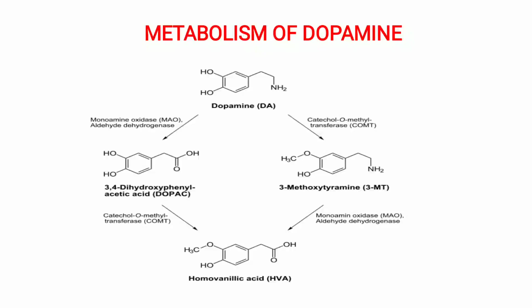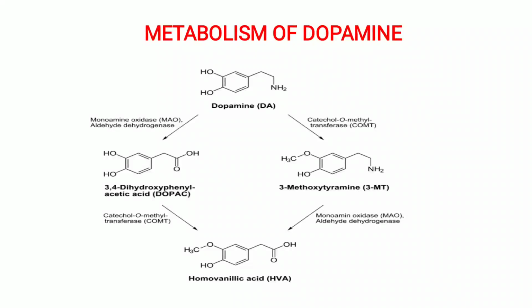Now we will discuss the metabolism of dopamine. Here I have shown the outline of metabolism of dopamine. Let's discuss in brief. The dopamine metabolism occurs through enzymatic action of catechol O-methyl transferase and monoamine oxidase and aldehyde dehydrogenase. There are two forms of monoamine oxidase, that is A and B.